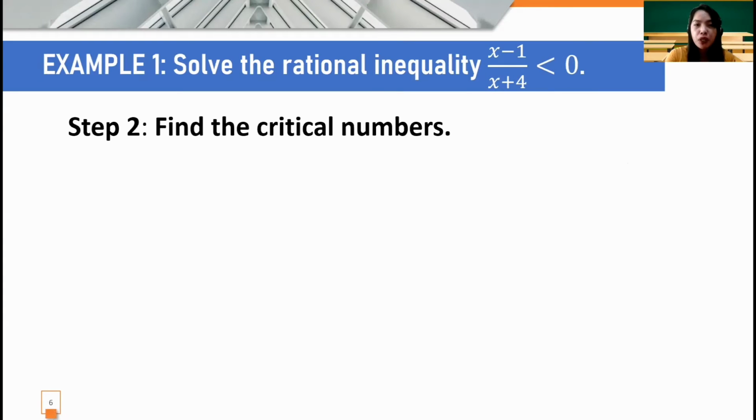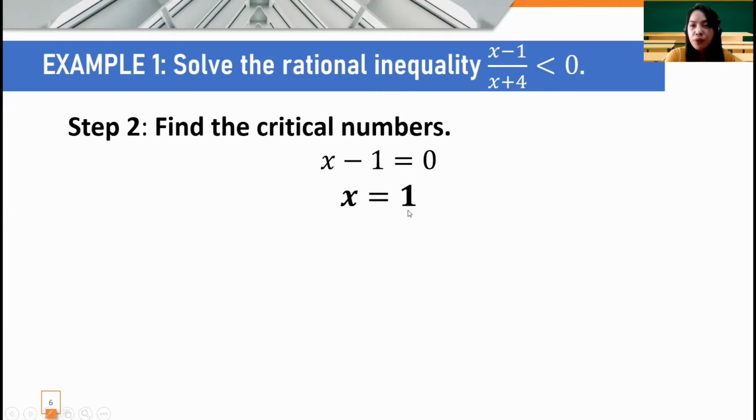For step number 2, we're going to find the critical numbers. In finding the critical numbers, all you have to do is focus on the left side of the inequality. You're going to get the numerator. We have here x minus 1 and equate that to 0 for us to get the critical number, or in short, the value of x in the numerator. Transposing negative 1 to the right side, that is positive 1. x is equal to 1. This is the first critical number.